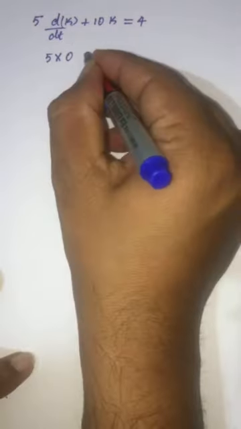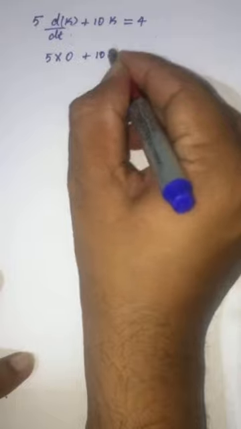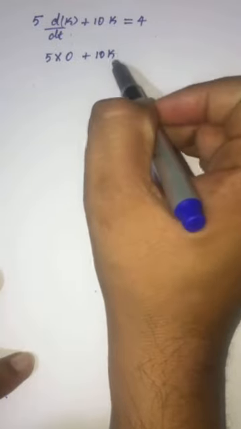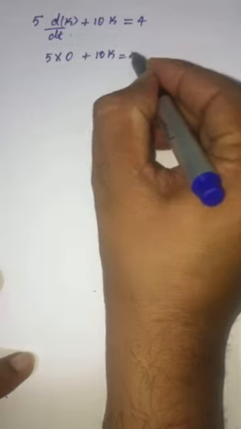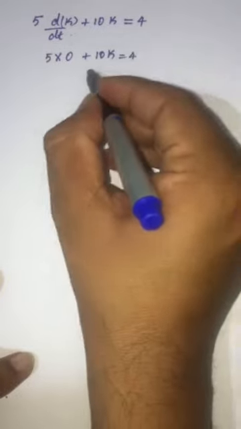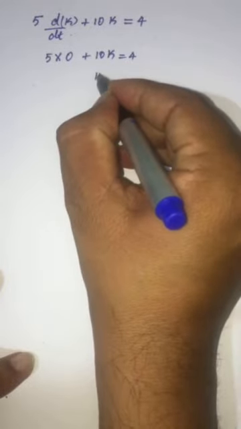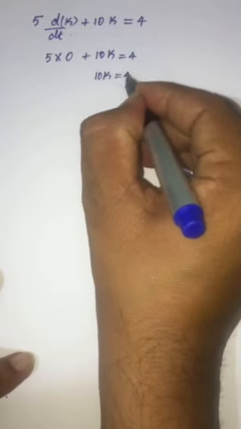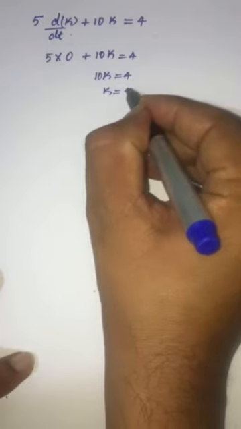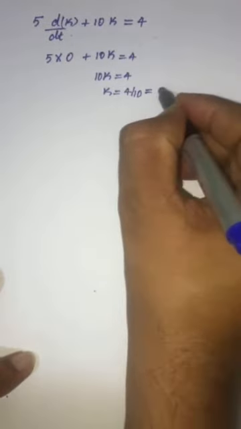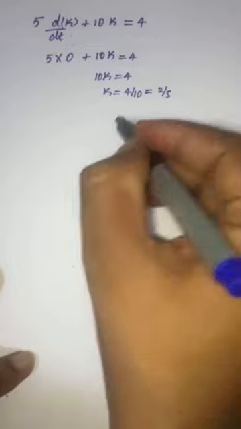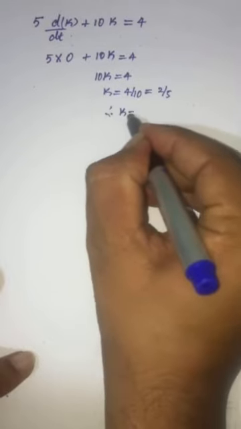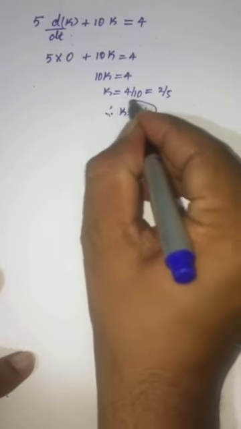Therefore 5 into 0 plus 10k, there is no differential element over here, therefore it is retained as it is, equal to 4. Therefore 5 into 0 is 0, 0 plus 10k is 10k, therefore 10k is equal to 4, or k is equal to 4 by 10, or this is equal to 2 by 5, isn't it? Therefore the value of k is equal to 2 by 5.